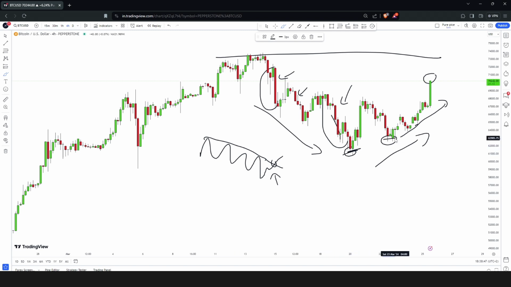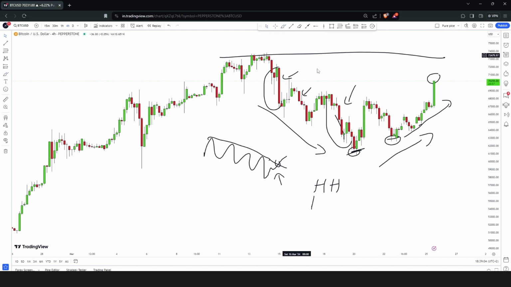So once you see this, it means that it's likely this corrective wave is coming to an end. But then how do you execute a trade? Because remember, we usually say that for you to execute a buying trade, you need to see higher highs and higher lows. So here, what you see is that we do have a higher low, but we don't have a higher high.